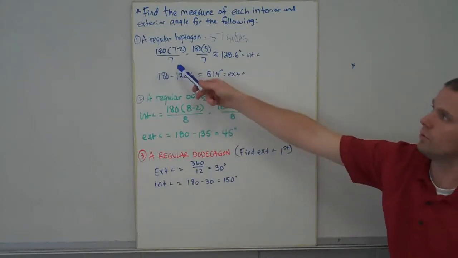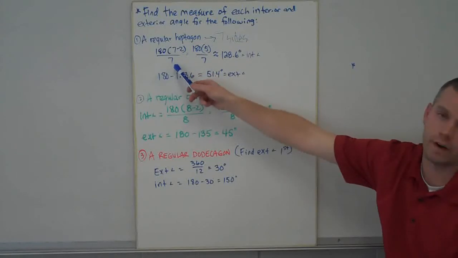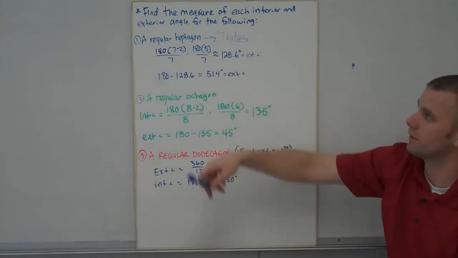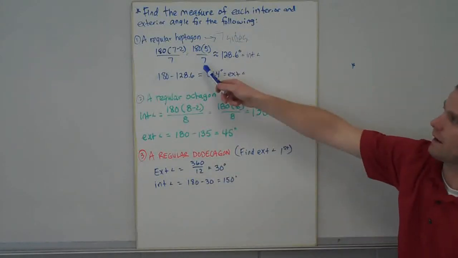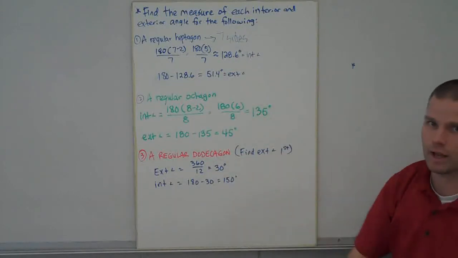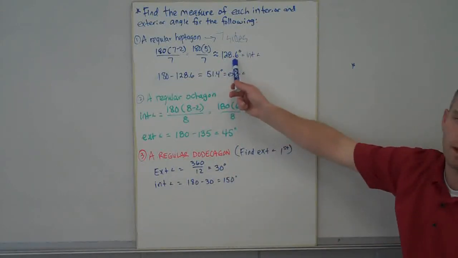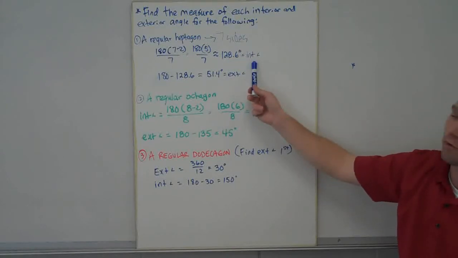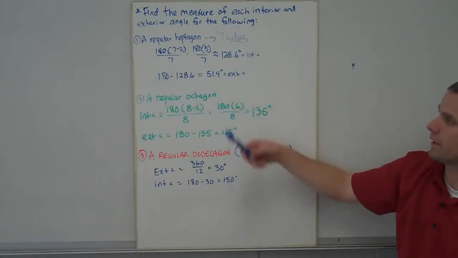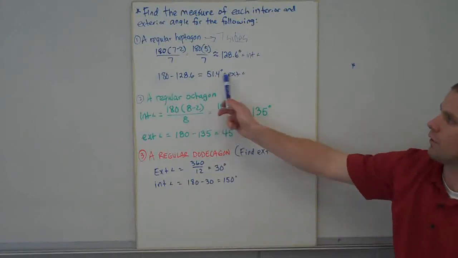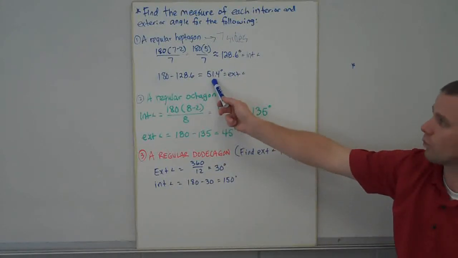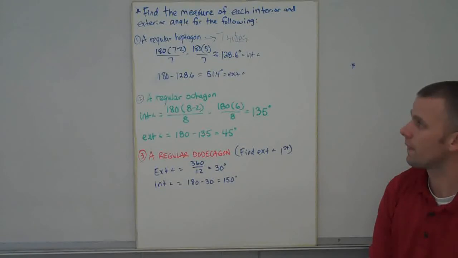So again, interior angle, 180 times n minus 2 divided by n. So I substitute my 7 in. So I've got 180 times 5 divided by 7. That's not going to work out evenly. So I've rounded to the nearest 10th degree and get 128.6 for my interior angle. Subtract that from 180, and I know that my exterior angle should be 51.4 degrees.